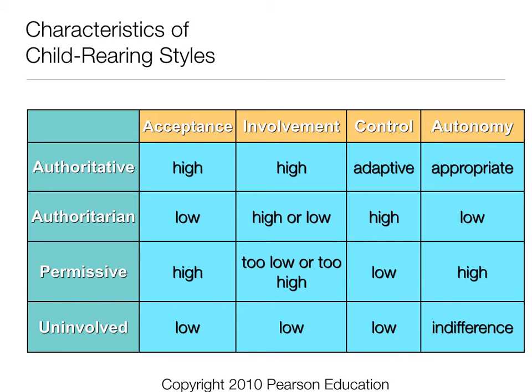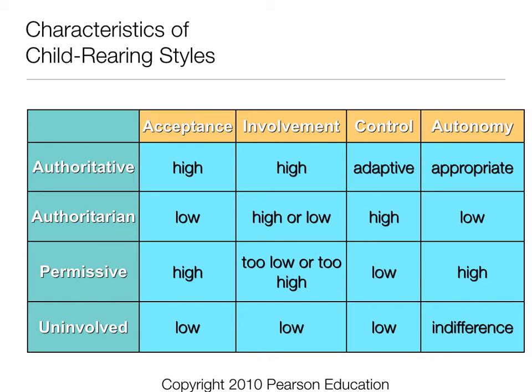Authoritarian parents have very low acceptance. That's not necessarily low love. That's low acceptance of the child for who the child is, possibly. They have more of an outcome of what they think that child should be, instead of accepting the child that they have. Involvement can be high or low. It's dependent on the situation. These parents also exude a really high level of control, and it's not adaptive. And so they're not giving children much autonomy.